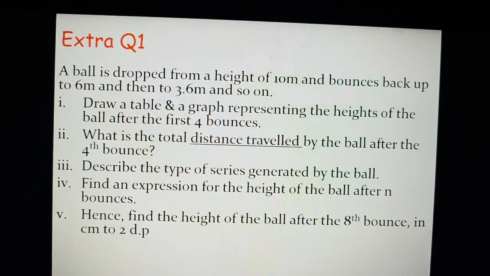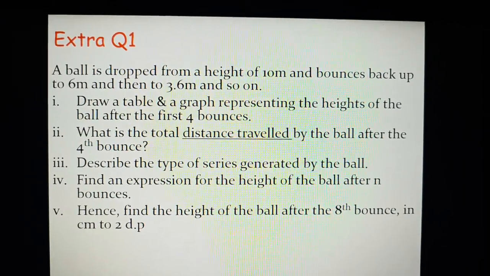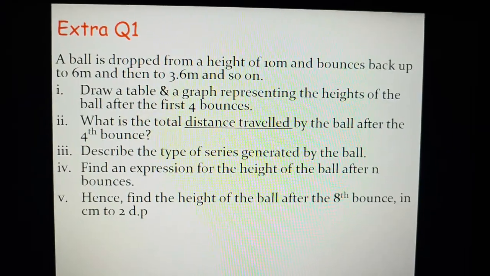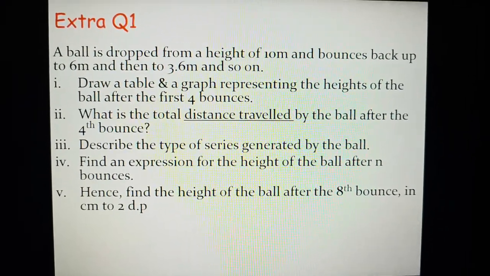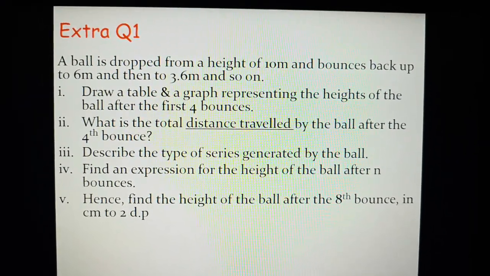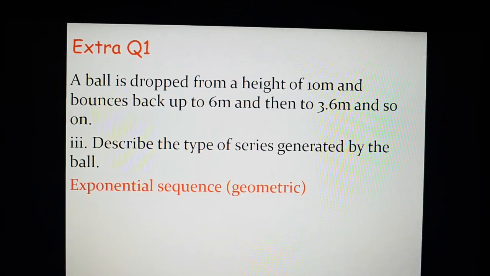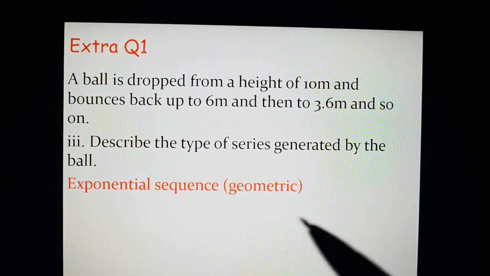Well, it's an exponential series, and it's a decaying exponential series because the height of the ball is going down and down and down. It's getting smaller and smaller and smaller. It's tending towards 0, but it'll never actually be 0, even though in reality we know the ball would stop bouncing. Okay, so exponential sequence, or you could call it a geometric sequence as well if you want.